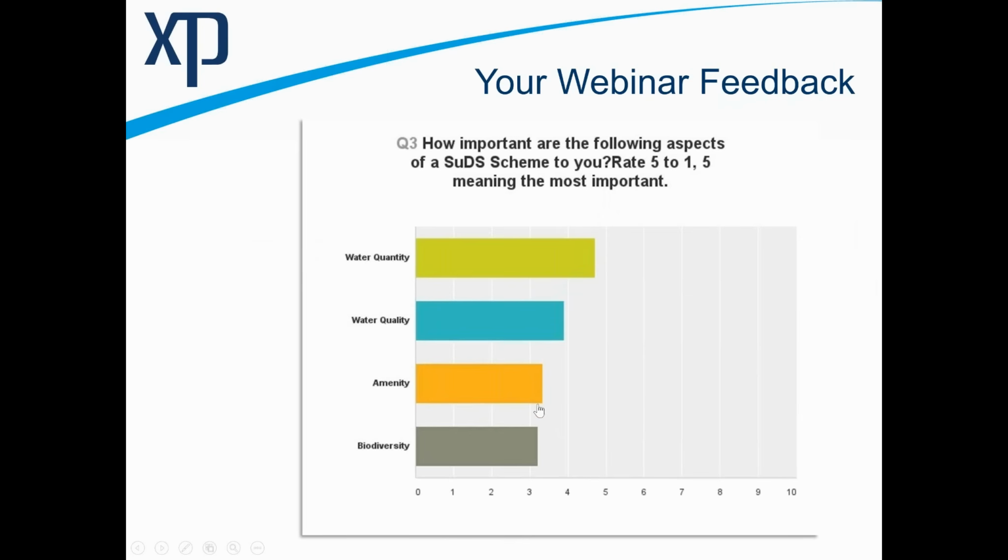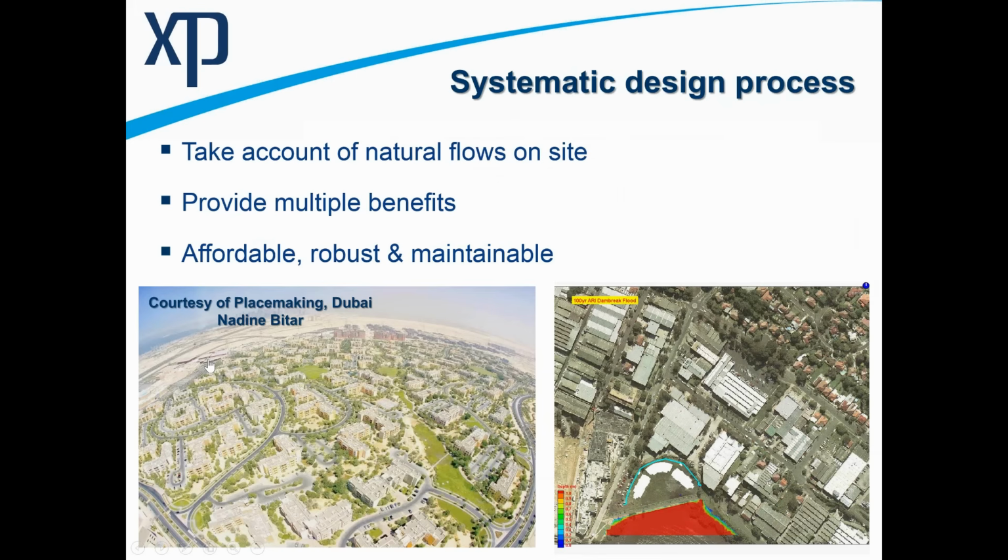And then amenity and biodiversity, when I posed the question, I really wondered whether the amenity and the biodiversity would be at a very, very low level. But actually, it's running over 60%. So I was really quite heartened by that. So again, thank you for the feedback, and more, please, we welcome it.